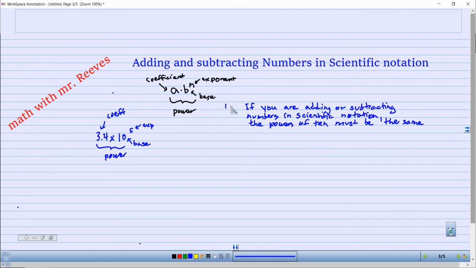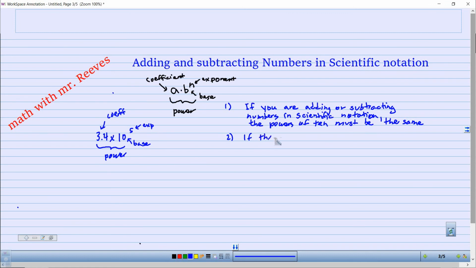Again, it's like with fractions, okay? When you have to have a common denominator, that power of 10 tells you how many zeros are coming at the end. And if you're going to add them together, it's like when you're adding decimals, they have to line up. It's the same kind of idea. All right? So if you're adding or subtracting numbers in scientific notation, the powers of 10 must be the same.